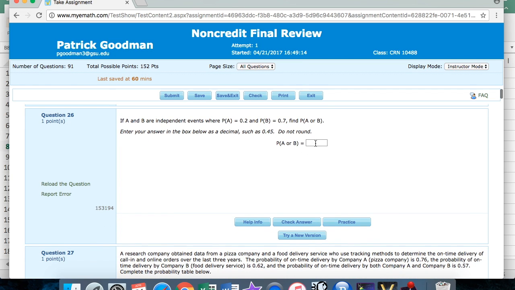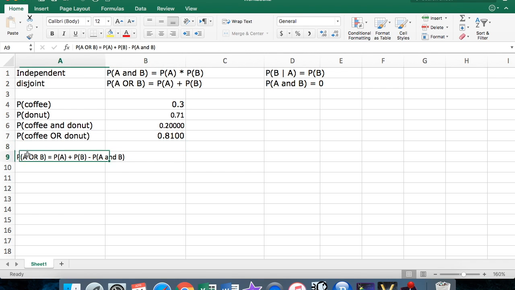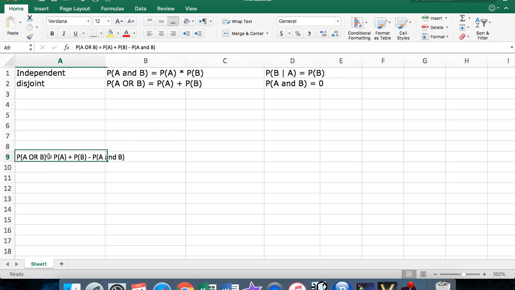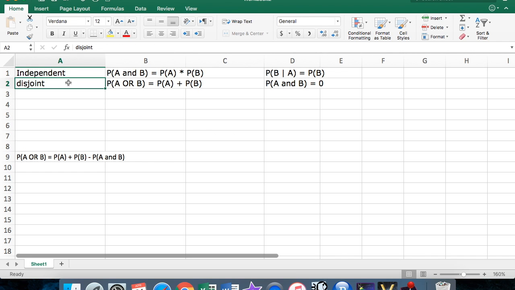Okay, so now here, this is a tricky one too. So we'll do 26 quickly. This is tricky. It's trying to trick you. If A and B are independent events, find the probability of A or B. So this means you're still going to use this formula, right? You're still using this guy. But what's the difference? It says it's independent. That does not mean disjoint, right? So that means that the probability of A and B is not 0. The probability of A and B is the product of A and B.